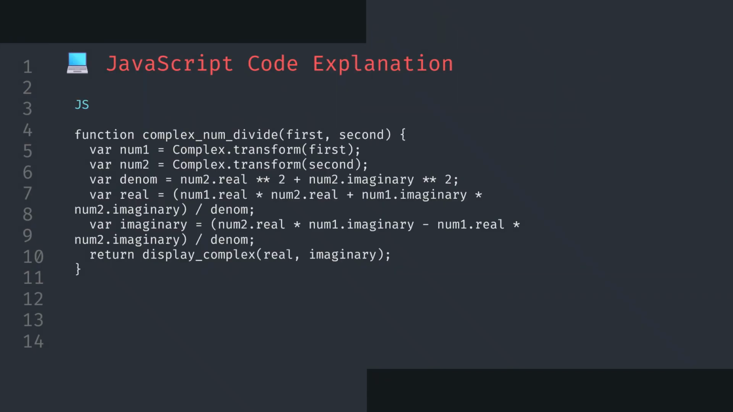We start by converting the inputs into complex numbers using our transform helper. Then we calculate the denominator using the sum of squares of real and imaginary parts. Next, we compute the real and imaginary results using the standard formula. And finally, we pass the results to a display function to return a nicely formatted complex number string.